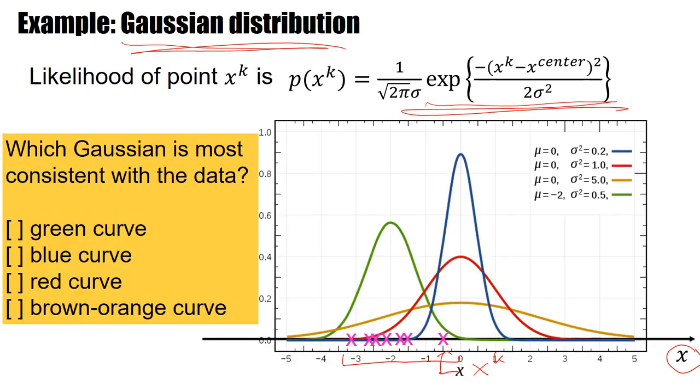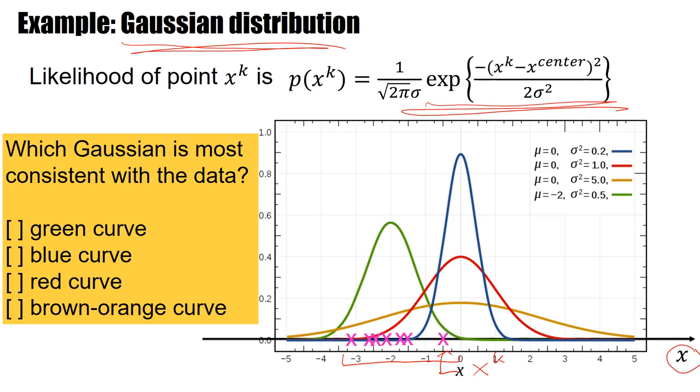Now my Gaussian have different parameters, and here again, four different parameter choices. And now I ask you, which one looks best? Which Gaussian is most consistent with the data? Is it the green curve, the blue curve, the red curve, the brown-orange curve? Well, if you look at this for just a moment, you will say, well, the green curve looks best.